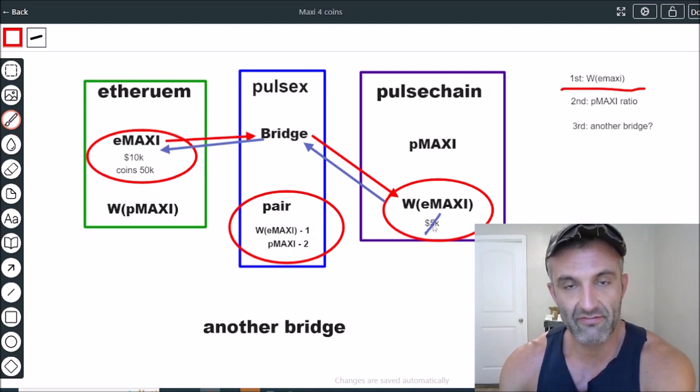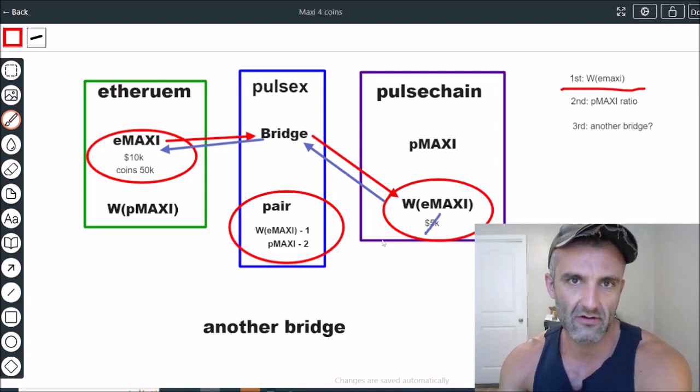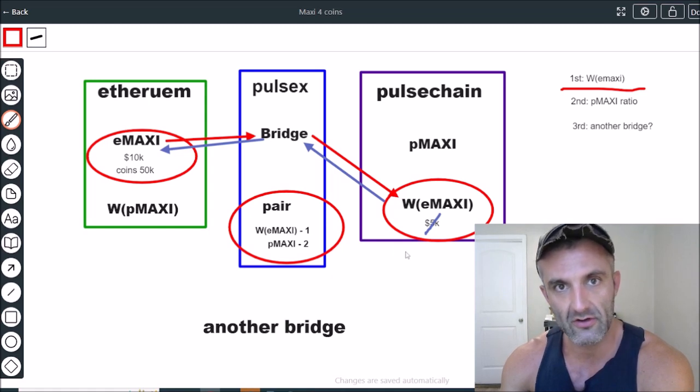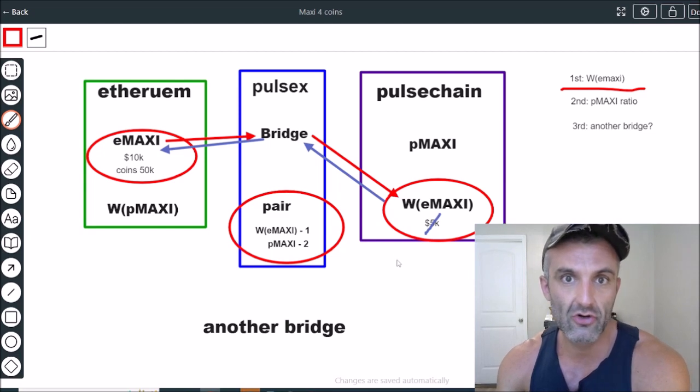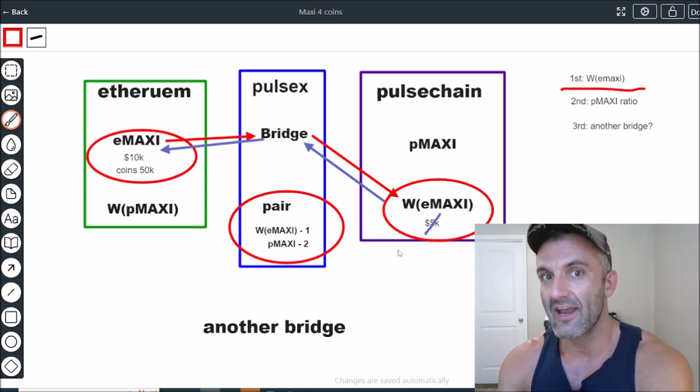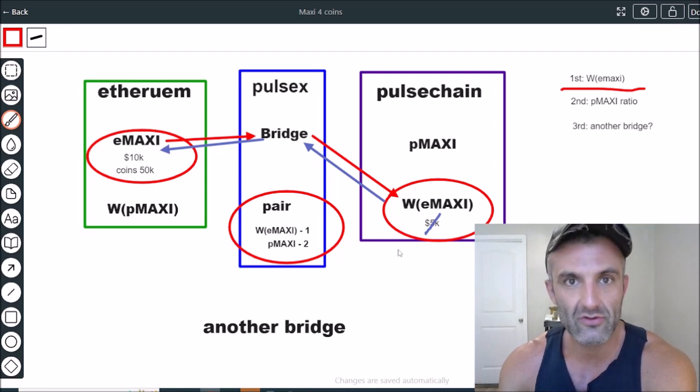Bring in 50,000 coins, now you have 50,000 wrapped Maxi. Now you come over here and you see a 2 for 1. You're like, dope. I'm going to take my 50,000 Maxi bridged over to wrapped Maxi on Pulsechain, and I'm going to swap that 2 for 1 with Maxi. And I just doubled my bag to 100,000 Maxi. And you're like, well, it could be worthless. Let's talk about that.